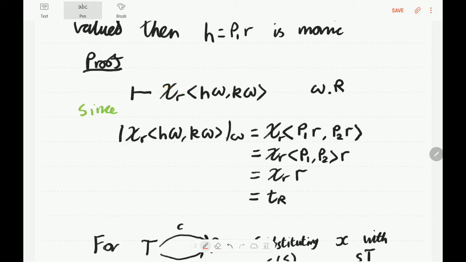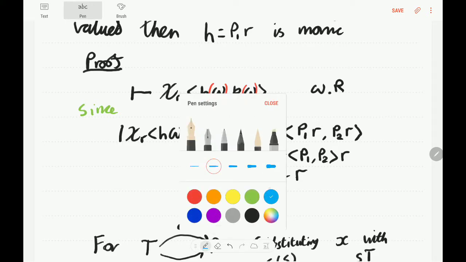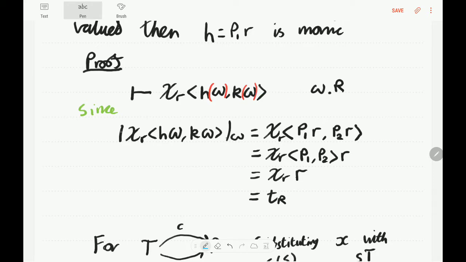Firstly, we have that this formula is always true, that chi_R of (h(w), k(w)) always holds. Okay, so let's see this. What's the interpretation of this formula? Well, the interpretation of it is chi_R of (p1 R, p2 R), which we can rewrite as chi_R of p1, p2 after R, which is chi_R of R, which is always true. So there we are.